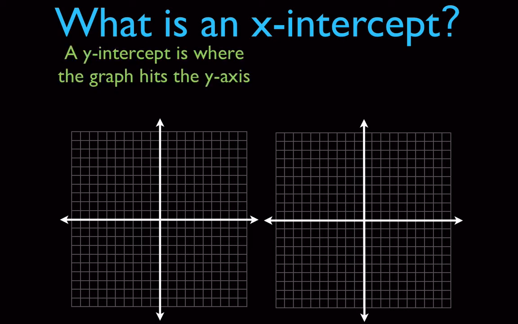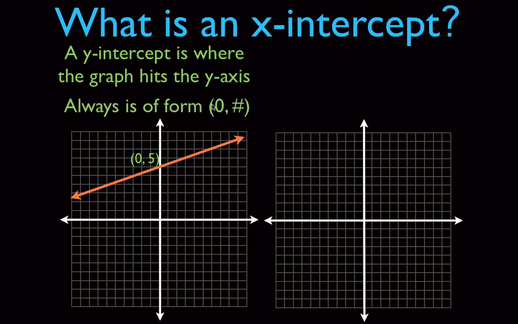Well, first off, let's look at a y-intercept. A y-intercept we looked at many, many times, and that is where the line hits the y-axis. Okay, this is the example right there, and what you may remember is it always has the form 0, comma, the number. Well, let's think about what the x-intercept would mean.